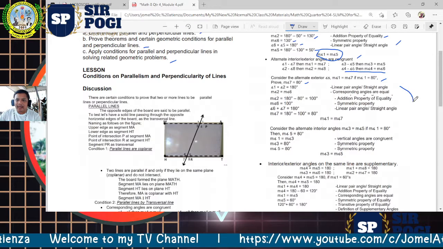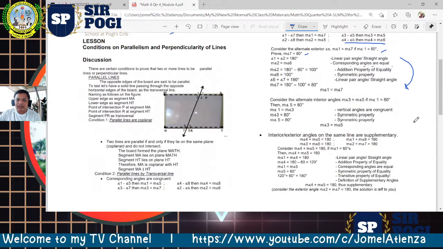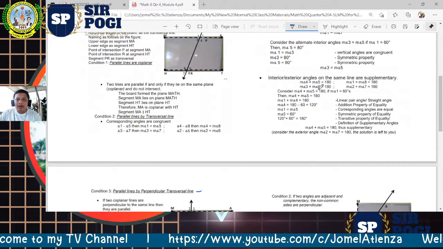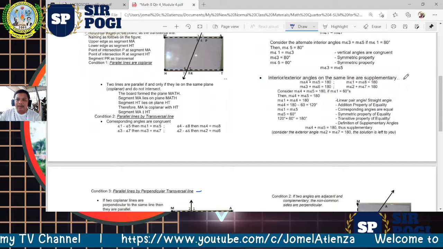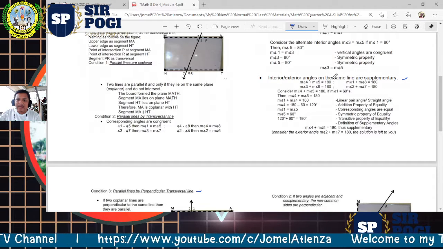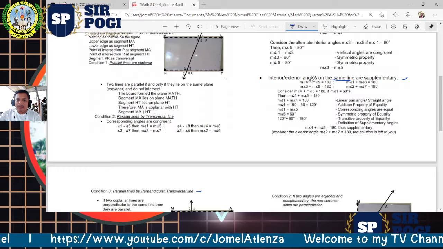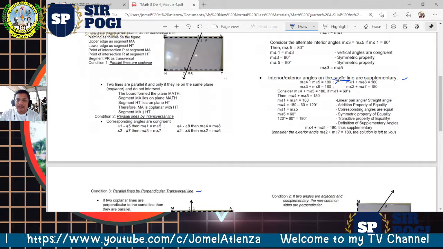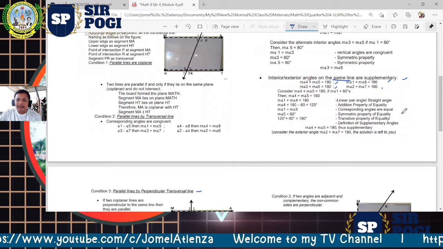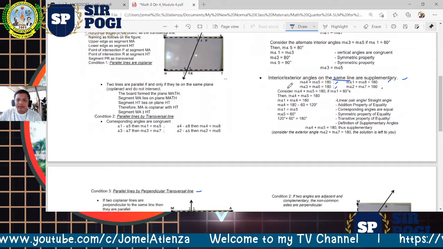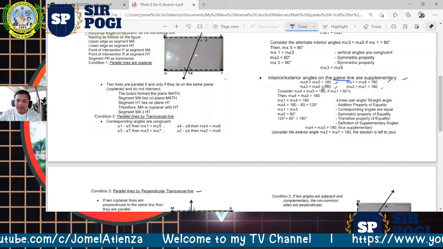So ito po yung ating reason or the statements, pagkakasunod-sunod. Also, interior and exterior angles on the same line are supplementary. Supplementary naman po, same line naman po, same line doon sa ating transversal line. So therefore, the measure of angle 4 plus the measure of angle 5 is 180 degrees. Kagaya din po ng 3 and 6, 1 and 8, and 2 and 7. So therefore, consider that the measure of angle 4 plus the measure of angle 5 is 180 degrees.